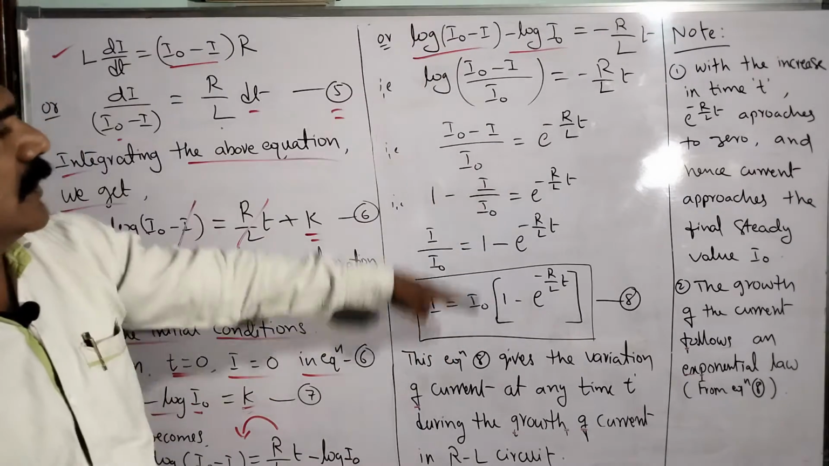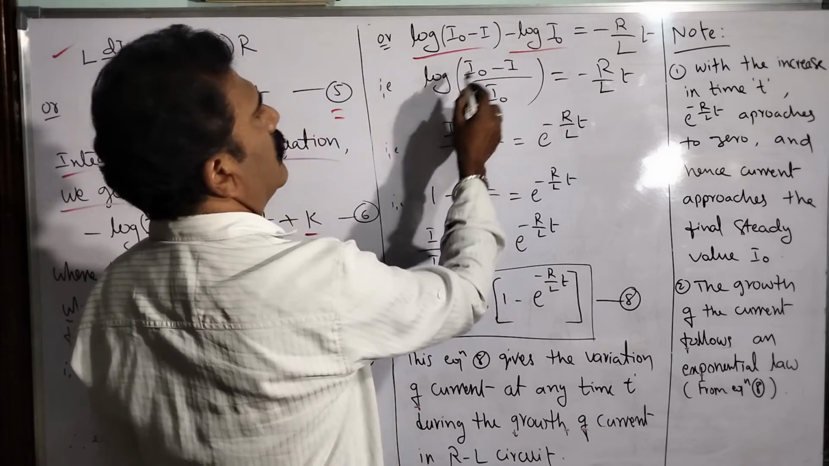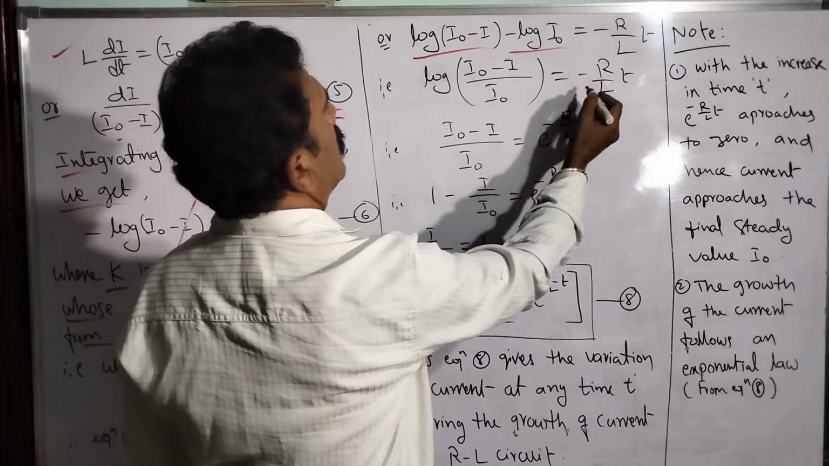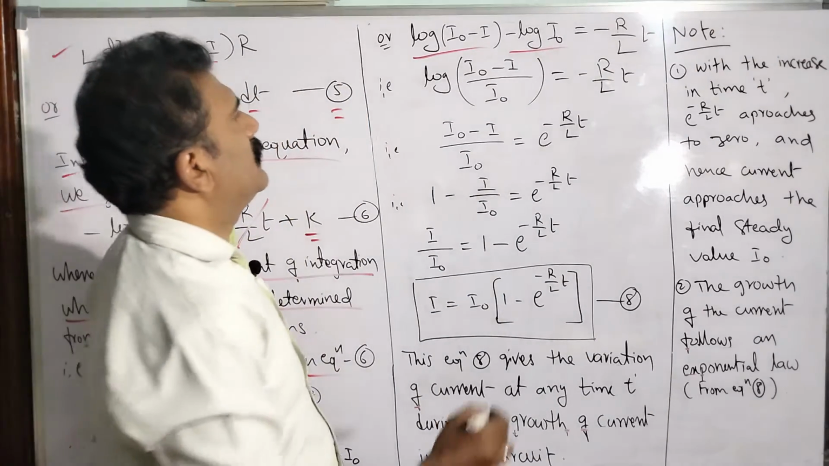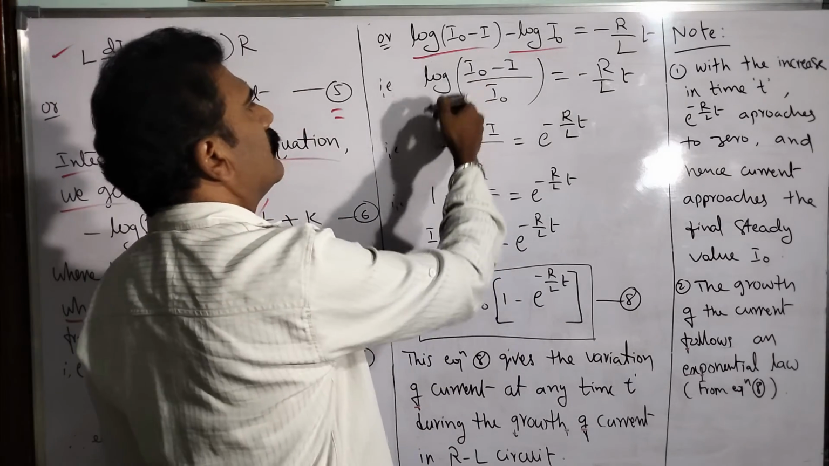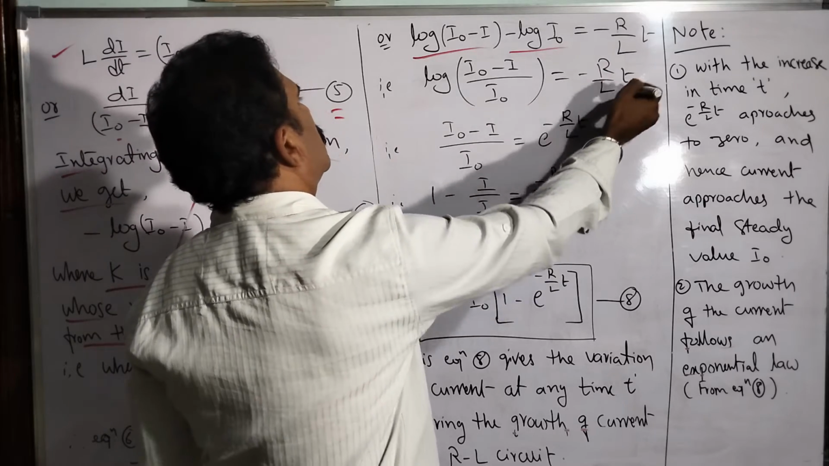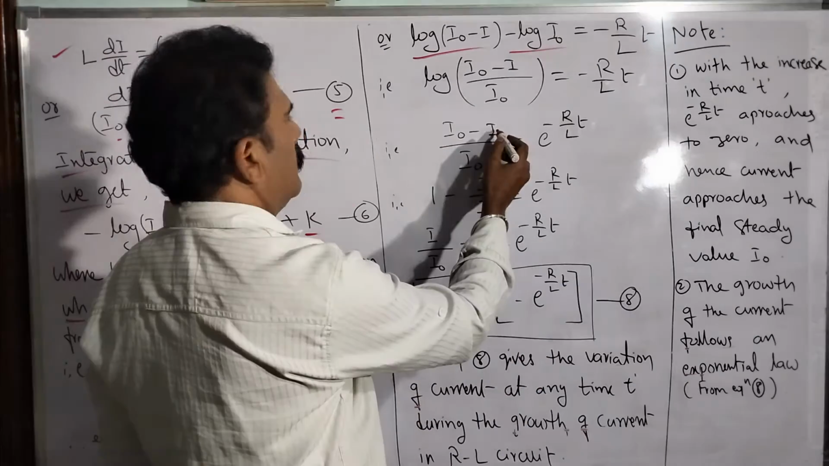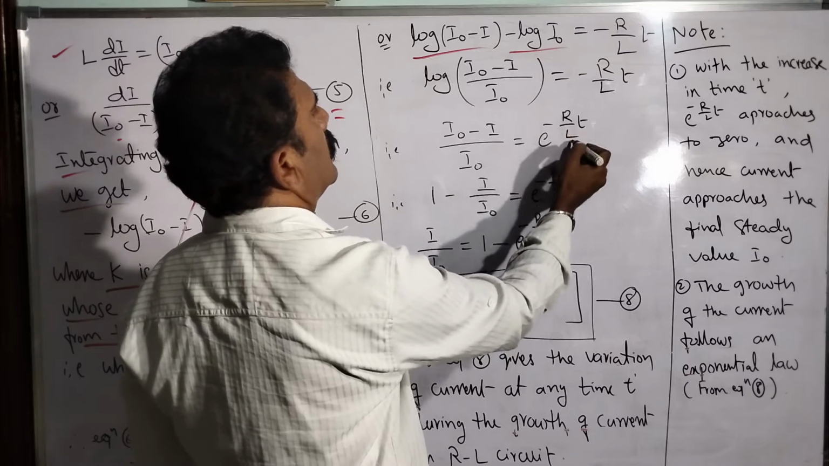The simplification follows like this. See, log a minus log b is log of a by b, isn't it? So log of I naught minus I by I naught is equal to minus R by L into t. Then the next step is to eliminate the log. Eliminating the log on the left hand side means the right hand side term becomes an exponential term. So that is I naught minus I by I naught is equal to e to the power of minus R by L into t.